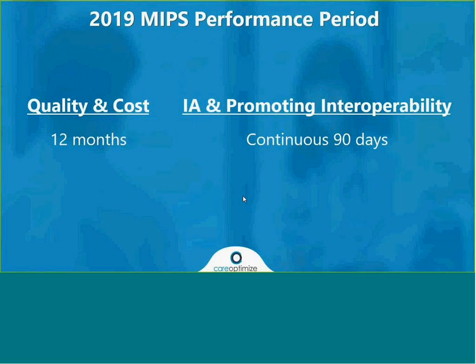Your performance periods, you're still going to need to report 12 months, the entire year, for your cost and your quality categories. And then for your improvement activities and interoperability, you're going to have to report on a continuous 90 days for each of those. So no change there.